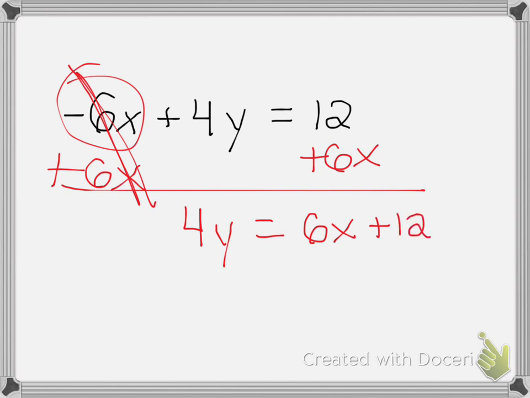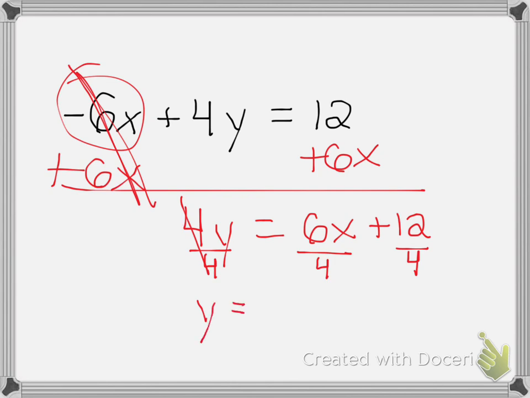Now, I'm going to divide every single term by whatever the coefficient of y is. My coefficient of y is 4, so I'm dividing everything by 4. So it cancels that out, bring down my y.